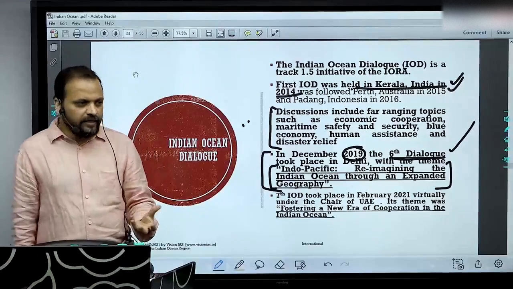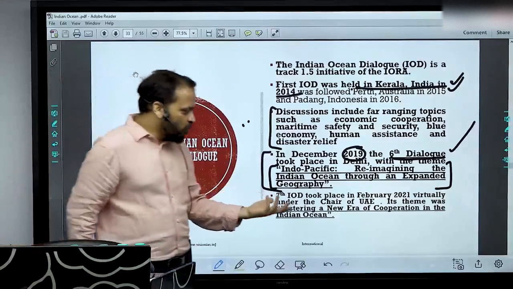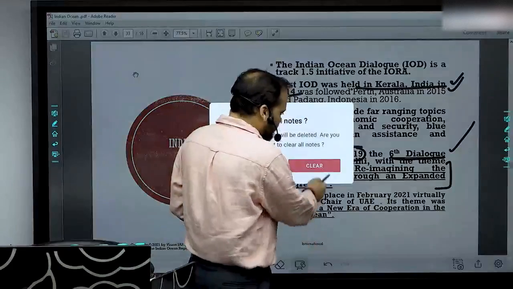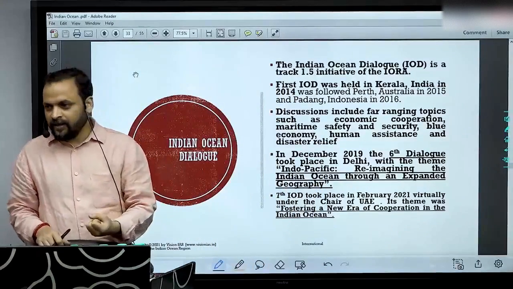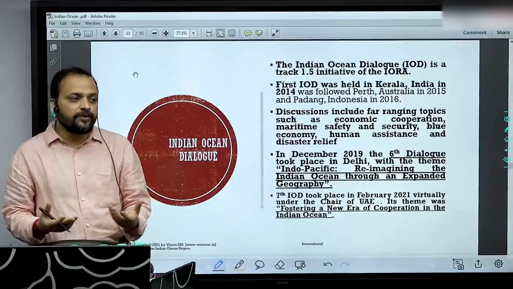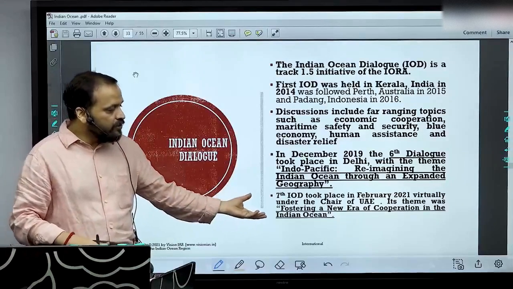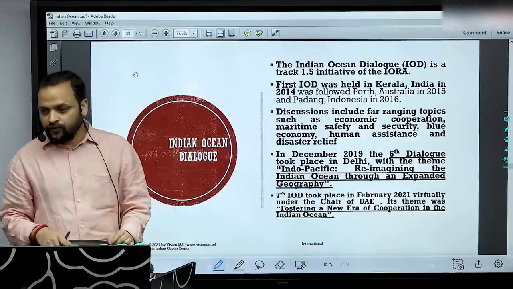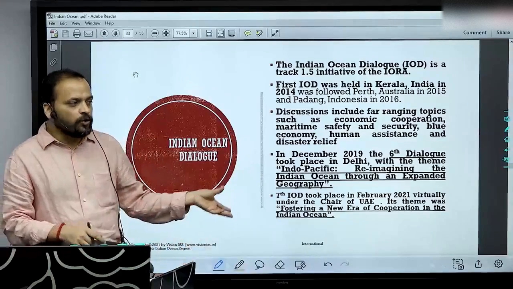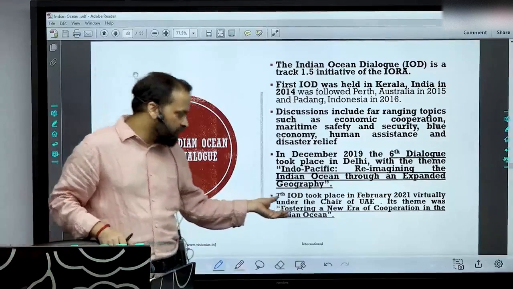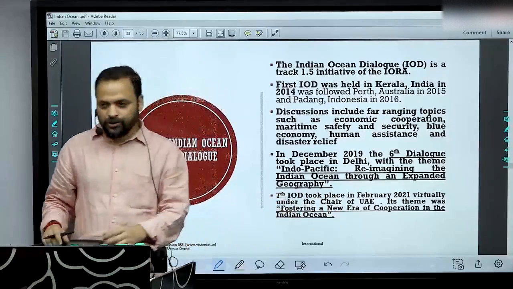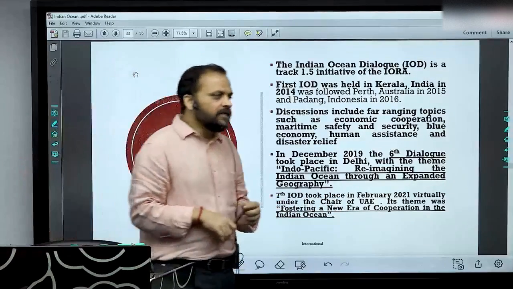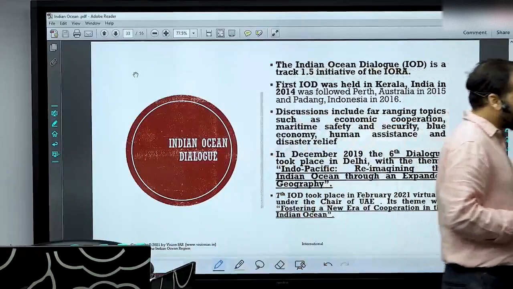ideas, right? So you will read a little less closely, seriously, taking things to heart, like taking everything to heart, taking everything very seriously. That is not necessary. The Seventh Indian Ocean Dialogue took place in 2021. UAE was the chair. It hosted it. And then what was the theme? Fostering a new era of cooperation in the Indian Ocean. And that was in the context of the COVID-19 crisis.